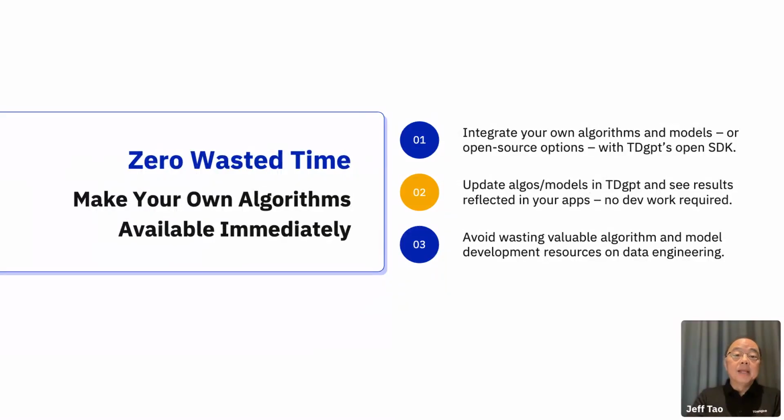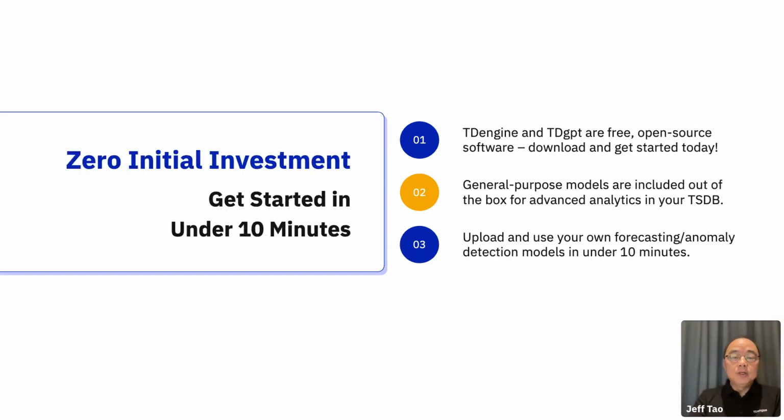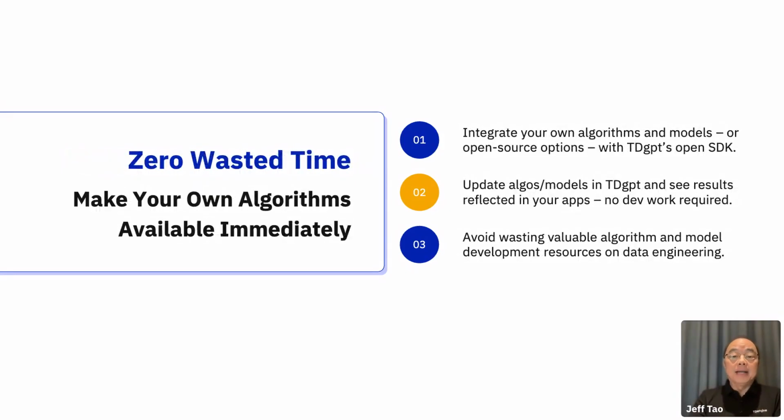Another thing is zero wasted time. You can make your own algorithms available right away. Maybe you have your own research team to develop your own models, right? Then you can integrate them with your TDgpt, and the algorithms can be available for your application right away. We give it a name: zero wasted time. So zero learning curve, zero initial investment, zero wasted time.